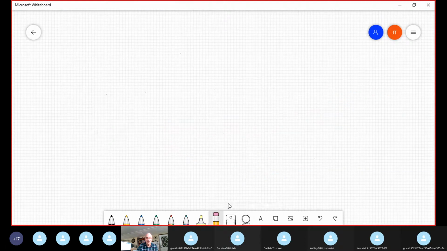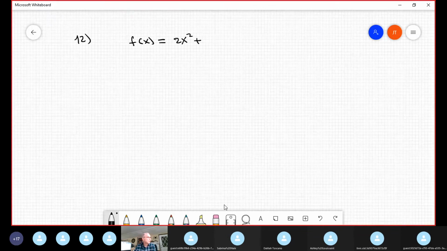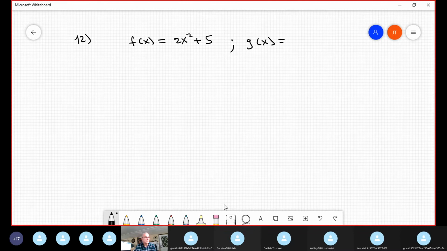It's similar. It's a combination of the functions. But in this case, the combination is different and this is numerical. Suppose two functions again. f of x equals 2x squared plus 5; g of x is equal to x plus 6. And they want us to compute f plus g, so addition, evaluated at 3.